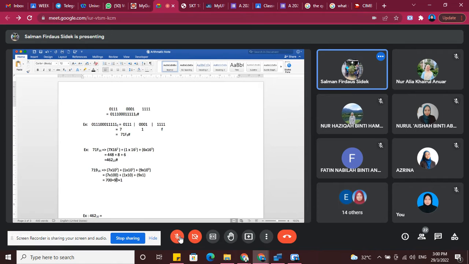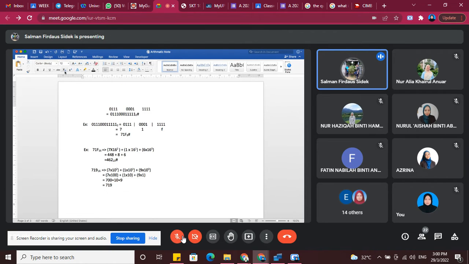1 kali 10, 10, 7... 9 kali 1, 9. So, kita dapat 700 berapa? Hujan ke? Tak ada suara. Sini hujan lebat ni. Hello. 719. 719, pandai. So, nampak tak logik dia?